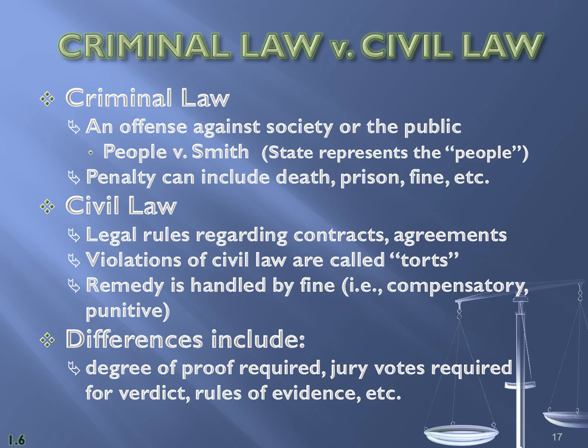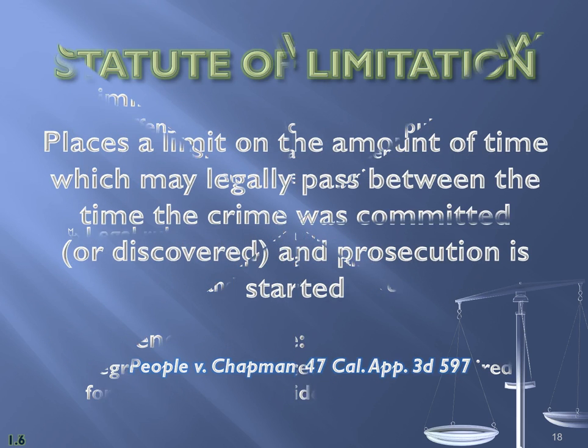The differences include the degree of proof required, jury votes required for a verdict, and rules of evidence. So there are differences in trials. A criminal trial will have certain guidelines and rules that are actually slightly different from, say, a civil trial. Okay, so you just have to understand the two, and we're not going to get into the meat of what the difference is there, but you do need to know that there are some differences. Again, some of those can be the rules of evidence. In a criminal trial, they may not let certain evidence in, and in a civil trial, they might. So again, there are some of those differences there.